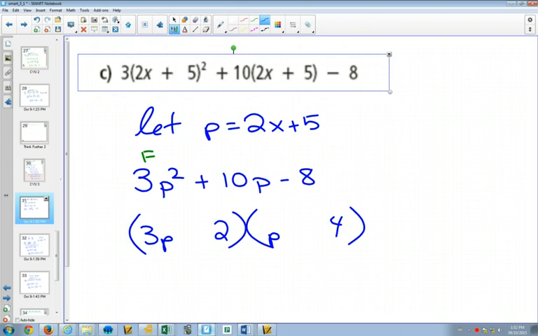So now we're going to make my outside positive, so I get plus 12 minus 2, because that makes 10. Do a quick check. Do my outside ones make negative 8? Yes. Do my first ones make 3p squared? My outside and inside make 10. Perfect. Now we substitute back. So once we've done this, now we put in, instead of p, 2x plus 5.